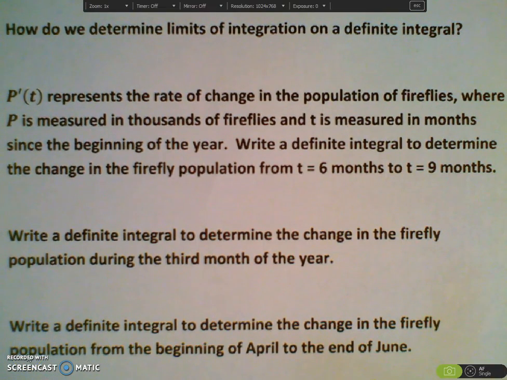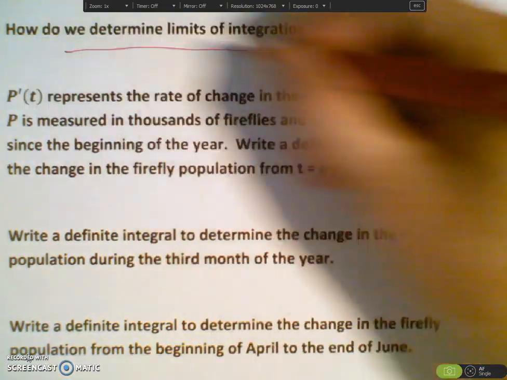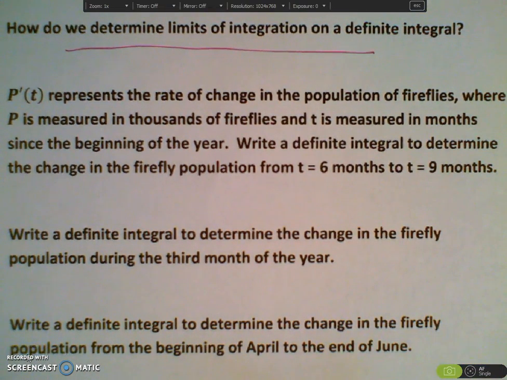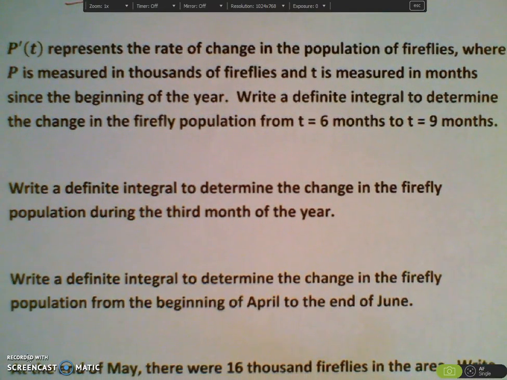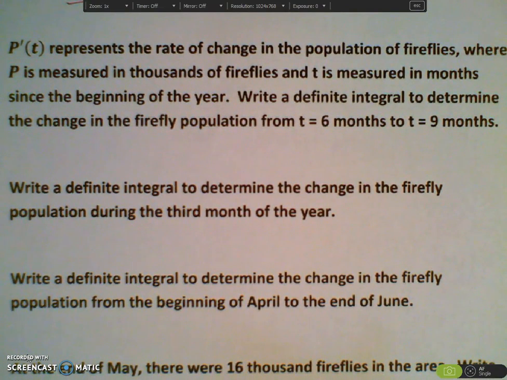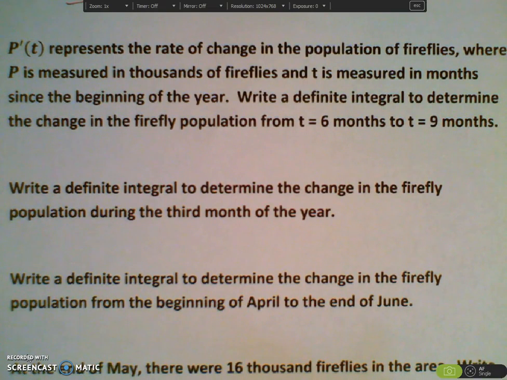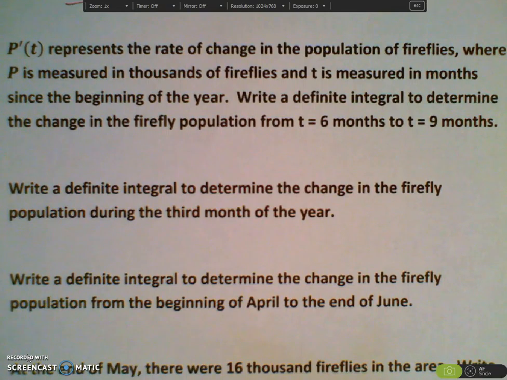In this video, we're going to talk about how we determine the limits of integration on a definite integral. There's our topic for today. Here's our situation. P prime of t represents the rate of change in the population of fireflies, where P is measured in thousands of fireflies and t is measured in months since the beginning of the year. We're asked to write a definite integral to determine the change in the firefly population from t equals 6 months to t equals 9 months.